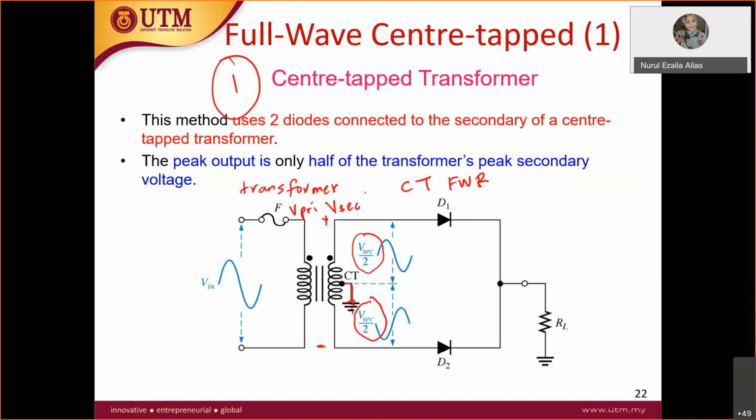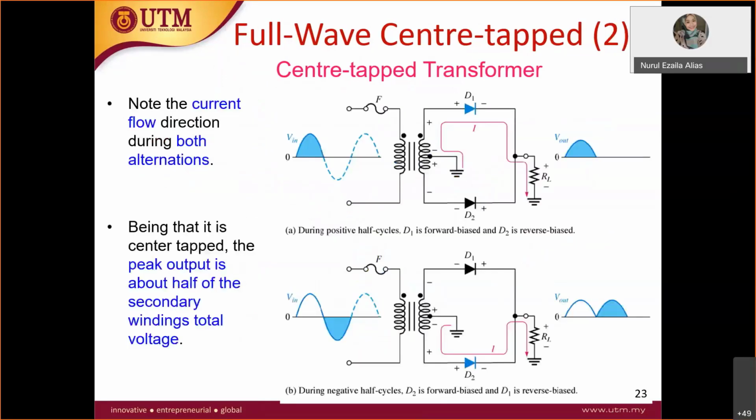All right, how it works, let me show you. Remember, this is your sinusoidal input. Your objective is to get the output of this rectifier. You must get this output like this. So how? Let me show you in the next slide. So this is how it looks. Let's take a look at the first positive cycle.